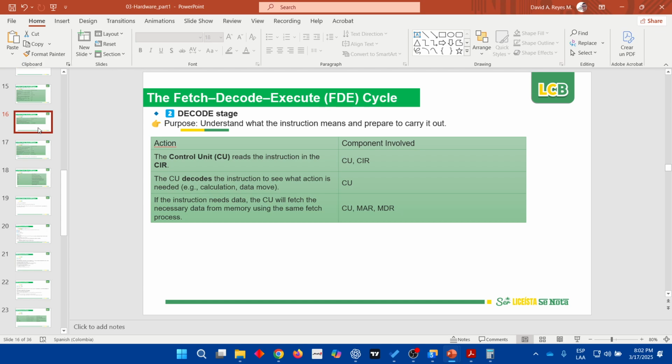Then we have the second stage, that is decode. In the decode, you have the control unit. So the control unit reads the instruction in the CIR.